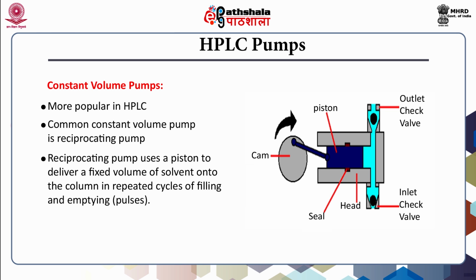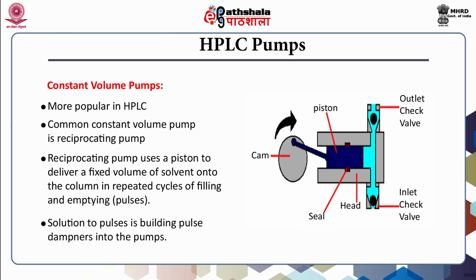This is shown in this particular picture, how the reciprocating pump looks. In this reciprocating pump there is a piston, and this piston is useful to deliver a fixed volume of solvent onto the column in repeated cycles of filling and emptying. That means it releases the constant volume in pulses. Generally, there should not be a gap between the pulses of the mobile phase.